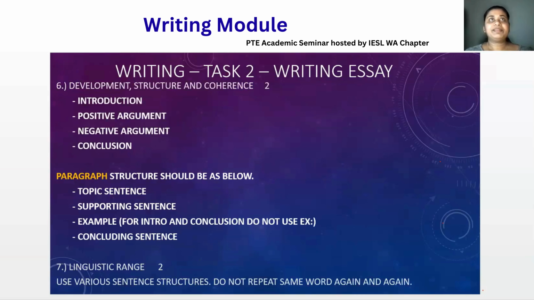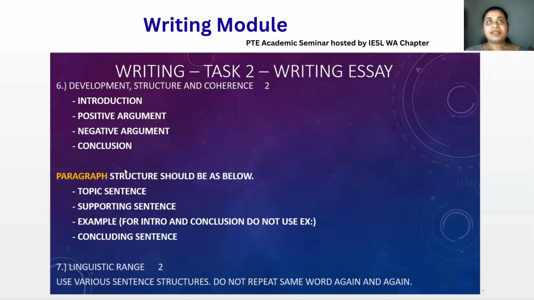And then the sixth category is development, structure and coherence. That means you need to have an introduction, then a positive argument, a negative argument, and then a conclusion, depending on the question type. Sometimes it can be agree, disagree. So what are the points that you agree with, why you do not agree, and then the concluding sentence. For development, structure and coherence, make sure you use connectors here and have about 4 to 5 paragraphs depending on the structure. And then you relate the ideas properly to the topic.